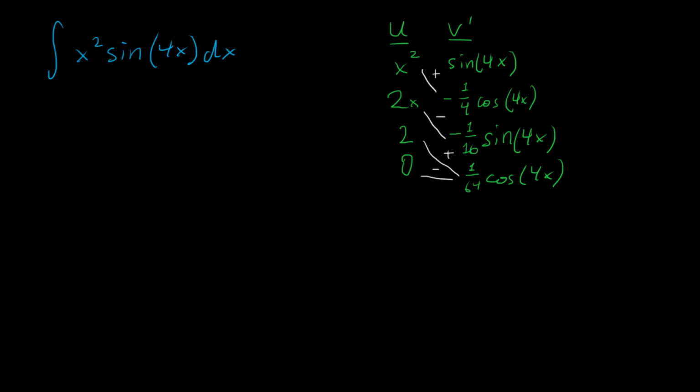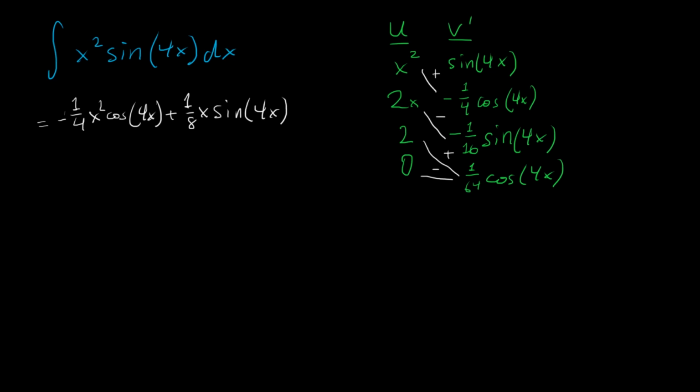So all this is equal to, and what we're going to do is multiply across the diagonals. x squared times negative 1/4 cosine 4x makes negative 1/4 x squared cosine of 4x. And then here we have 2x times negative 1/16 sine of 4x. We have a negative, so we want to subtract that, and since this is negative, that gives us a positive. So this gives us plus 1/8 x times sine of 4x.